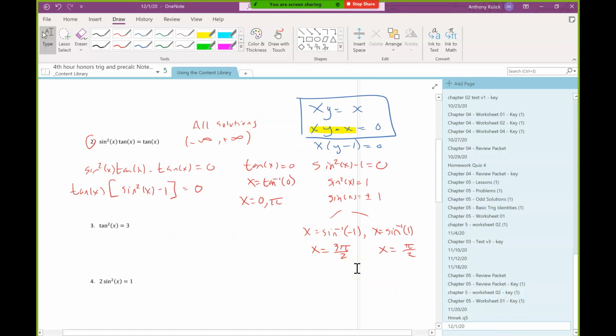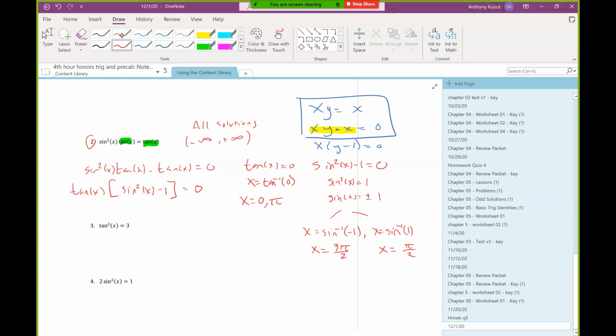Okay, so this looks like we're done, right? Not so fast. This problem is a little bit special. And in particular, tangent we have to be careful with. Why do we have to be careful about tangent? And really, you have to be careful about everything other than sine and cosine.